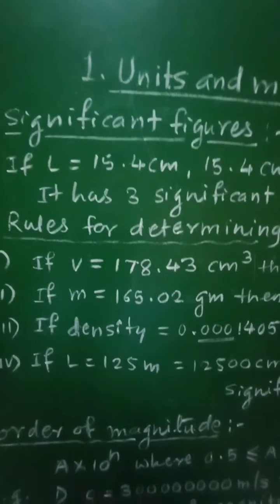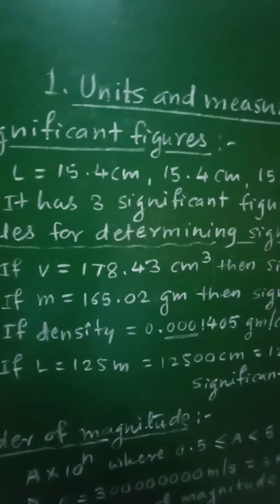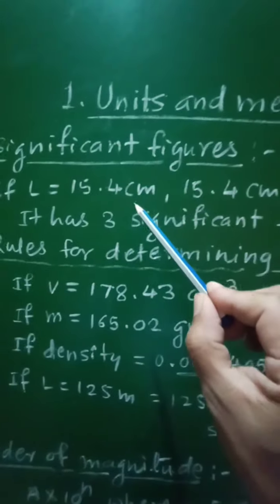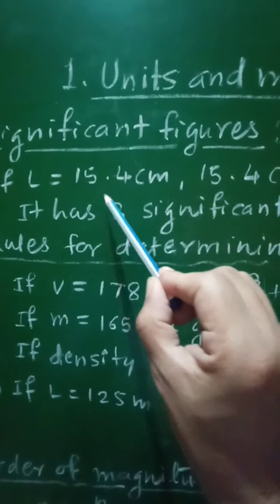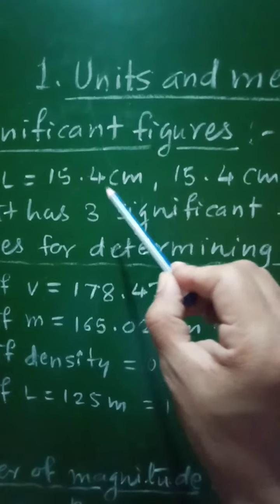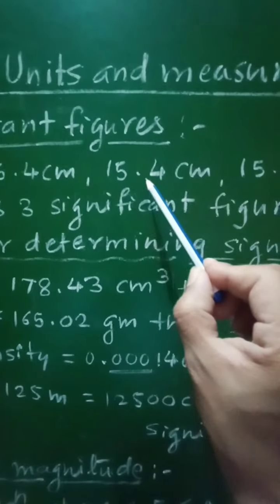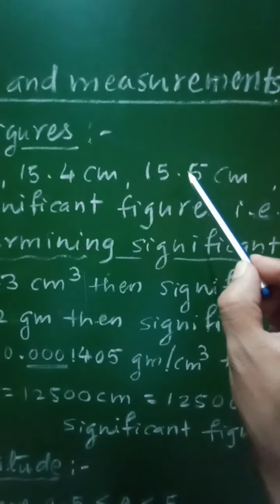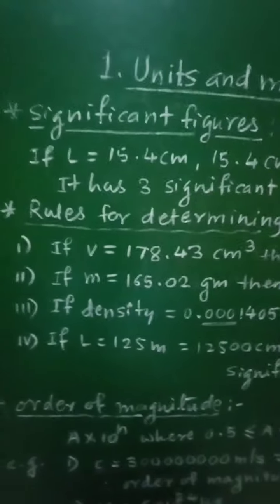So for any measurement we can find the significant figures like this. If you consider an individual reading, only one reading, that is 15.4, again it will contain three significant figures. For each individual reading there will be 3 significant figures.